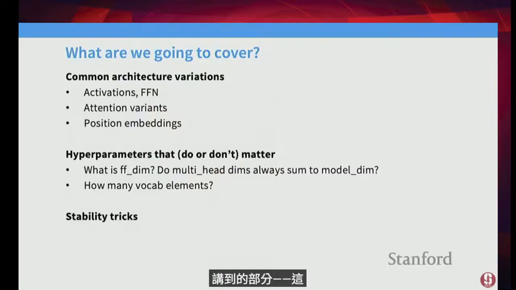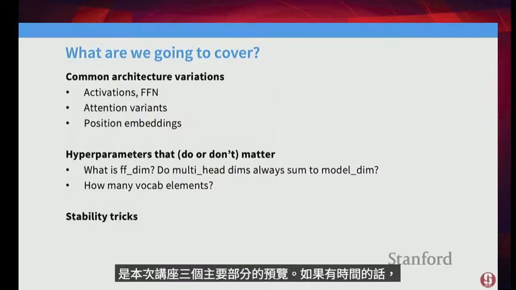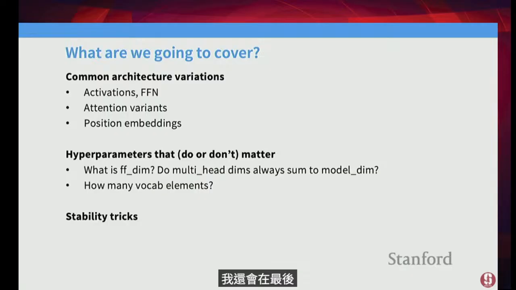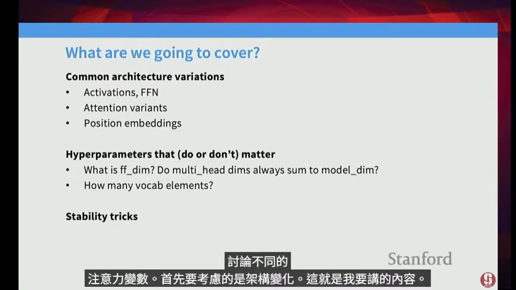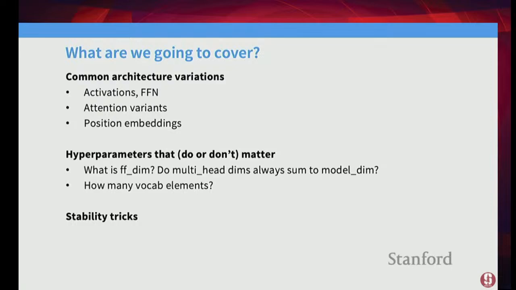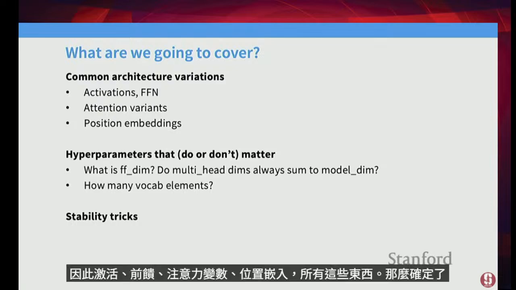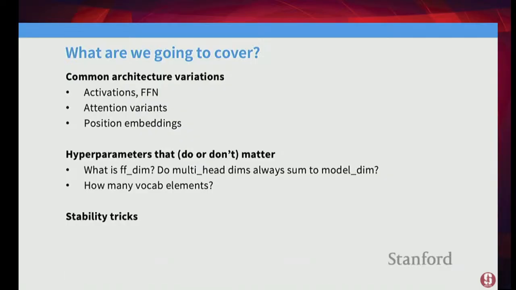So the parts that I'll cover, this is a preview of the 3 major sections of this lecture. And if I have time, I'm also going to talk about different attention variants at the end. The first thing is going to be architecture variations. That's what I'm going to talk about. So activations, feed-forwards, attention variants, position embeddings, all of those things.